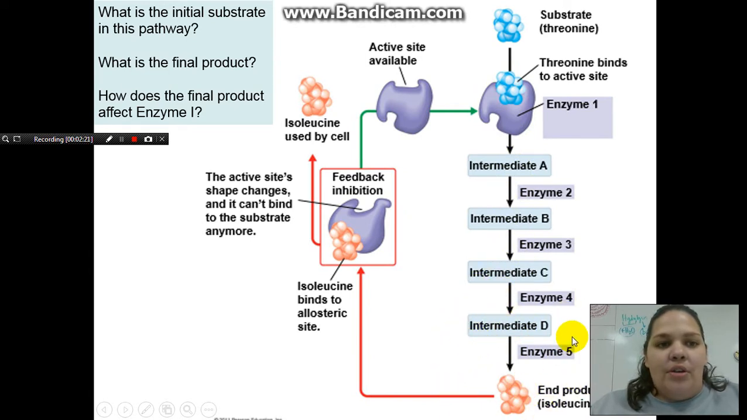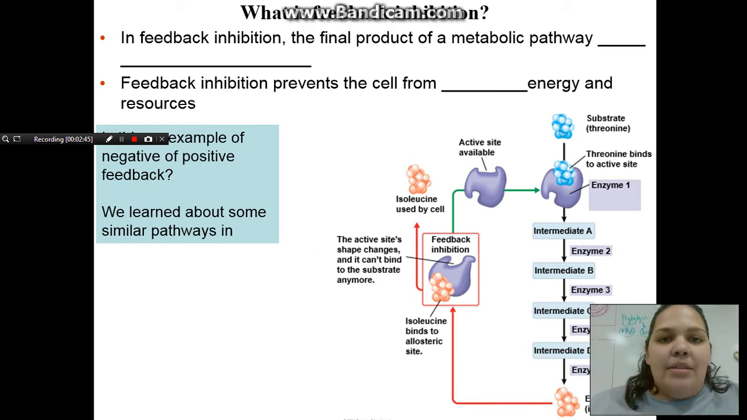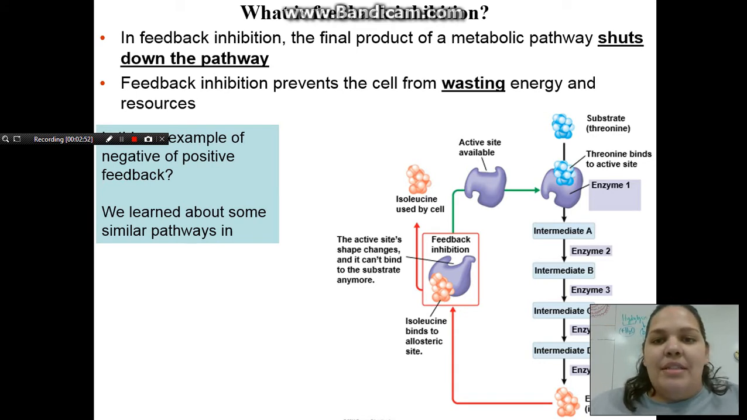So how does the final product affect enzyme 1? Well, let's follow the arrows. What it does is it goes and binds to the enzyme, so now nothing can bind with it anymore, until it releases, and then the active site is available and we can do it again. So for a moment, it stops anything else from happening. So in feedback inhibition, the final product of a metabolic pathway shuts down the pathway. Feedback inhibition prevents the cell from wasting energy and resources.